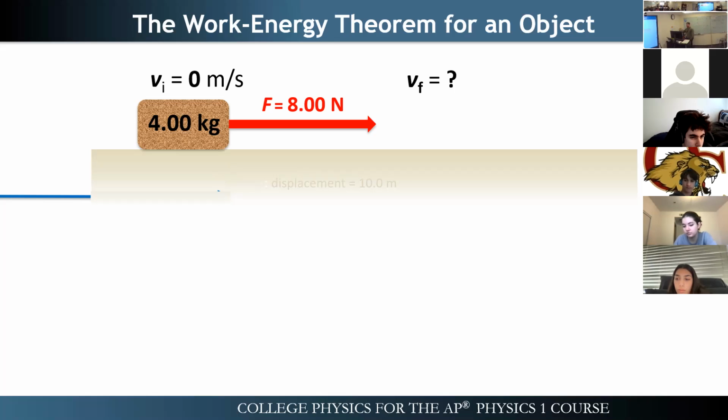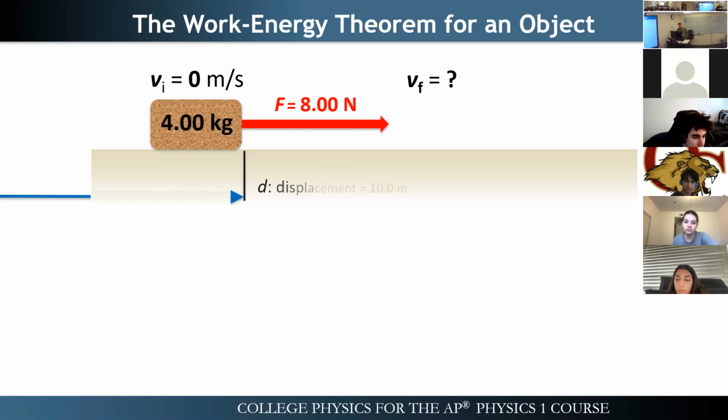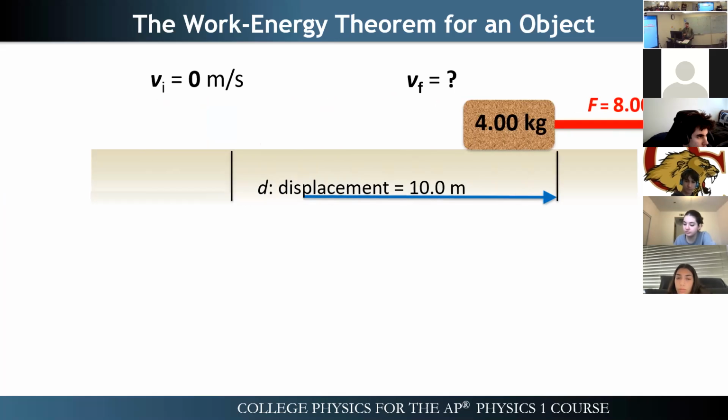So first, we're starting at rest, V equals 0. We've got a 4 kilogram block, a force of 8 newtons pulling it to the right for a displacement of 10 meters. So what's the work done? 80 joules. 80 newton meters, which is better represented as 80 joules for work, right? 8 times 10, force times displacement. We don't need the cosine theta because the force is parallel to the displacement, so it's going to be cosine of 0.